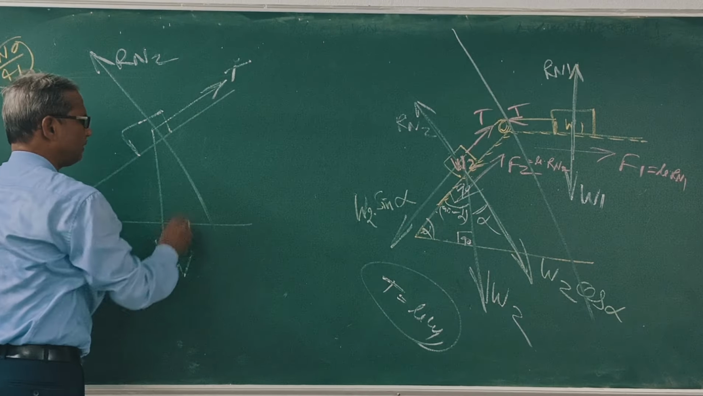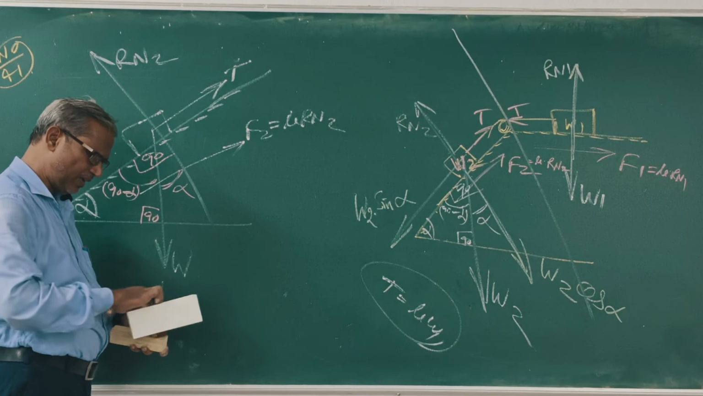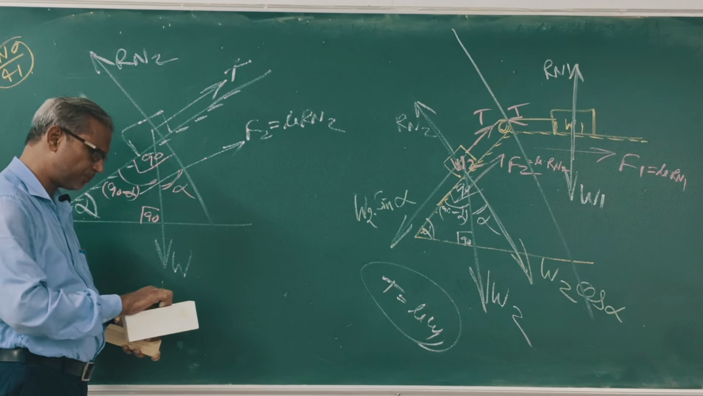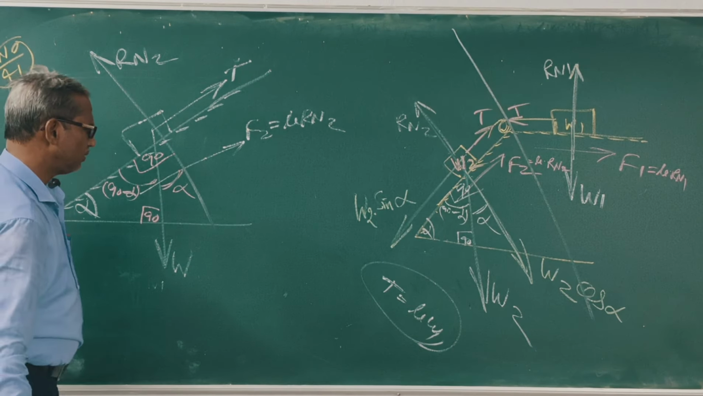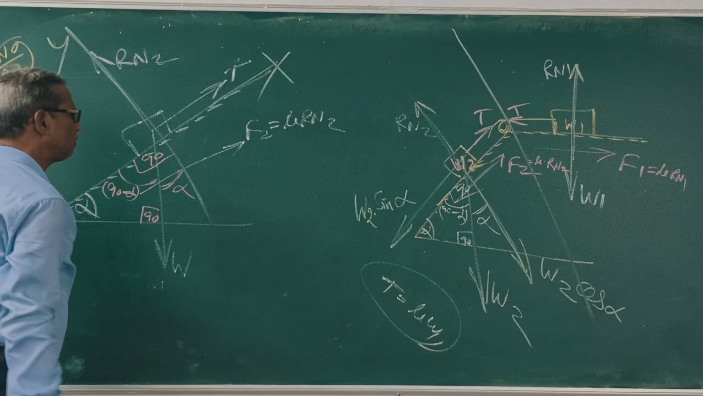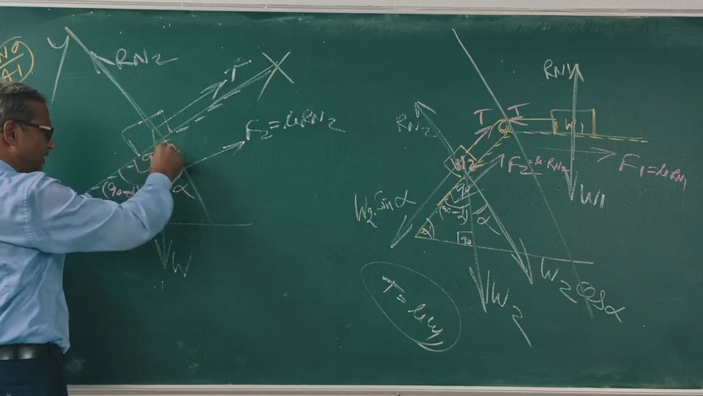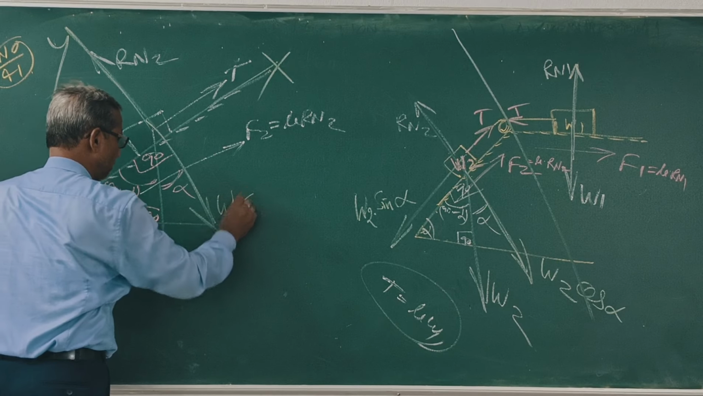Now, this is 90 degree. What is this angle? 90. This angle is 90 minus alpha. What is this angle? Alpha. Clear? Now, this is the x-axis, this is the y-axis. So W makes angle alpha with the y-axis. So this force is W cos alpha, this force is W sin alpha. Clear?